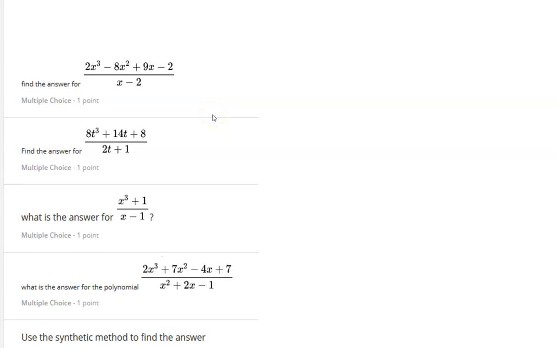Alright class, today I'm going to teach you how to do long division on a polynomial. This is what a long division polynomial will look like when you're trying to divide two polynomials into each other. This is 2x cubed minus 8x squared plus 9x minus 2 divided by x minus 2.